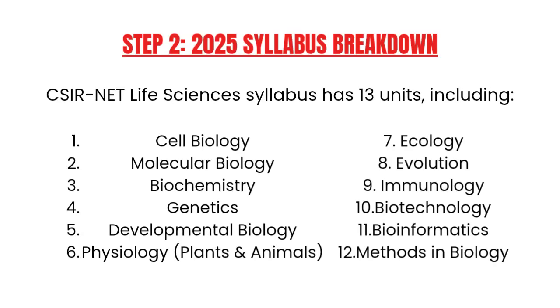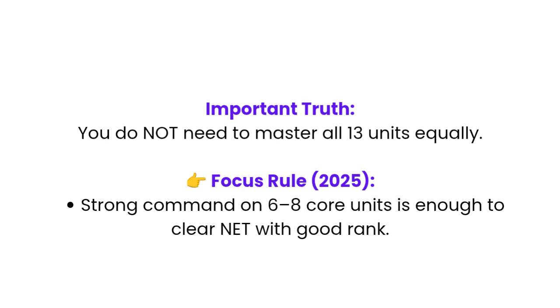Understanding the syllabus. The CSIR-NET Life Sciences syllabus has multiple units, including cell biology, molecular biology, biochemistry, genetics, developmental biology, physiology, ecology, evolution, immunology, biotechnology, and methods in biology. You do not need to master all units equally. Smart preparation means selecting important units, building strong concepts, and practicing previous year questions.